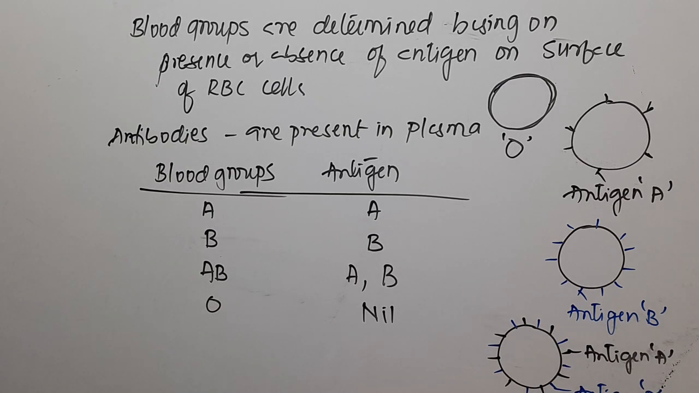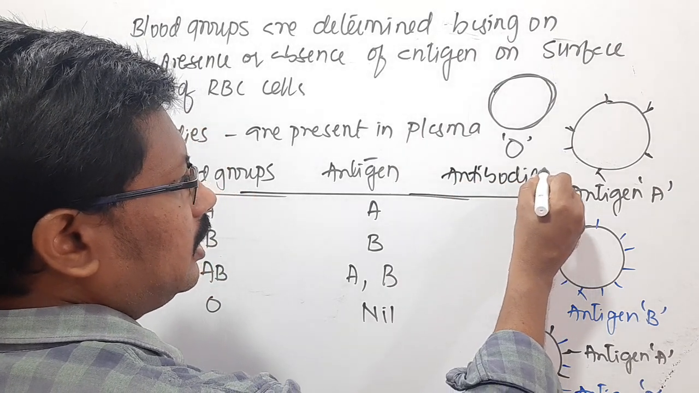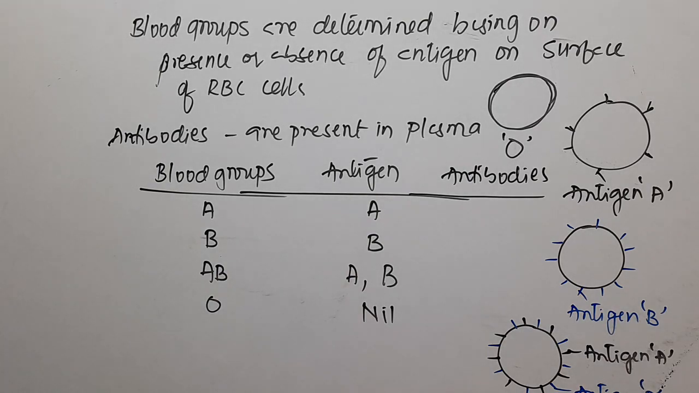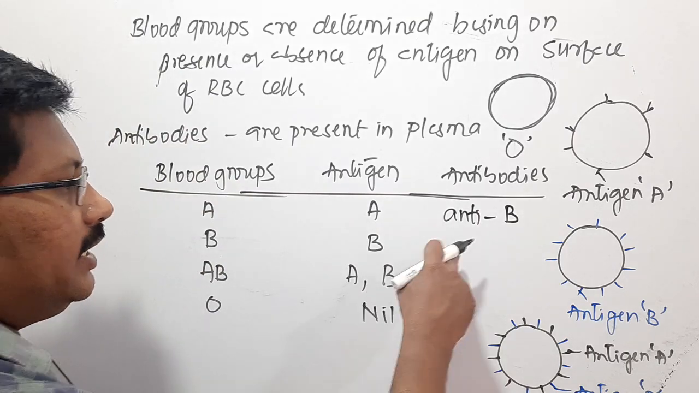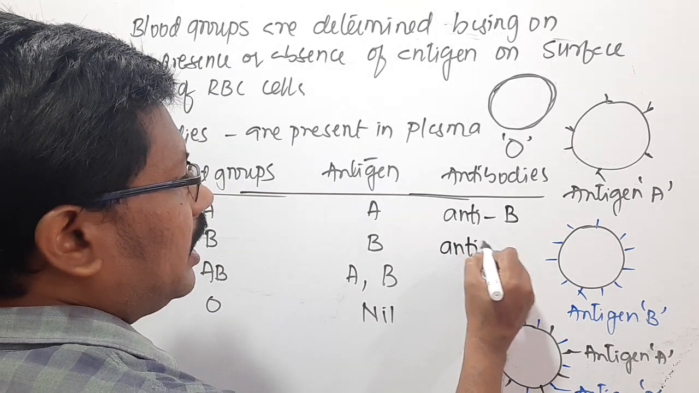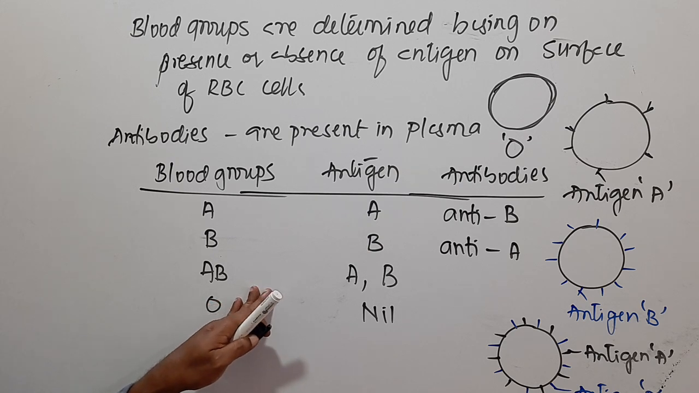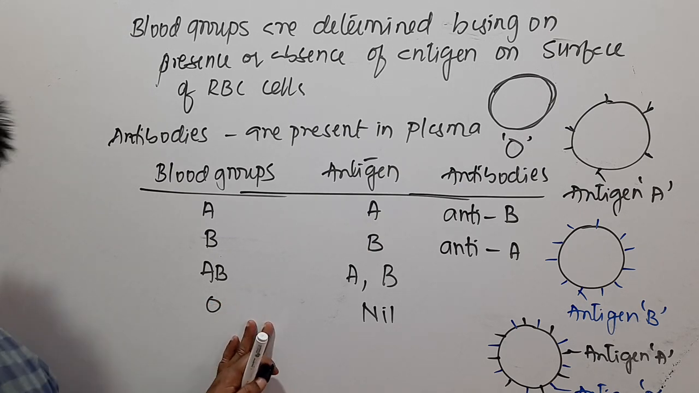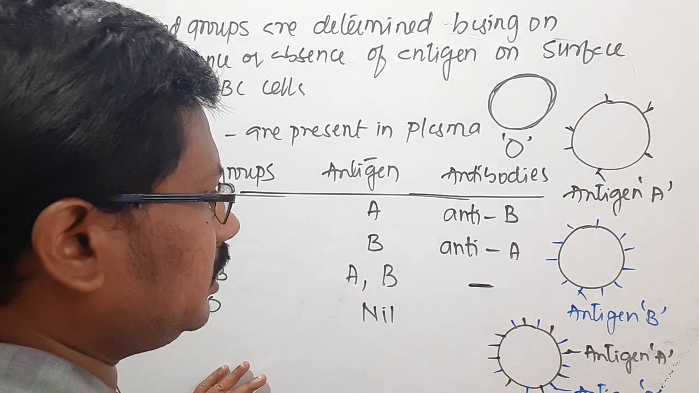To antibodies, I said antibodies are present in plasma. So here, antibodies in plasma. The person who is having antigen A will not be having antibody A. Instead, he will be having anti-B antibodies. And in this case, the person will have anti-A antibodies. And the person who is having blood group AB, they are the ones who do not have any antibodies. So here I mentioned, no antibodies.